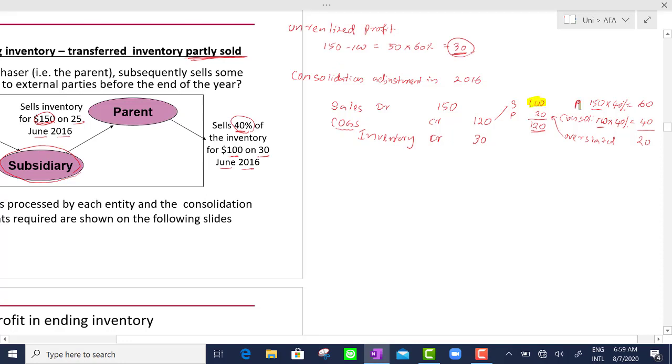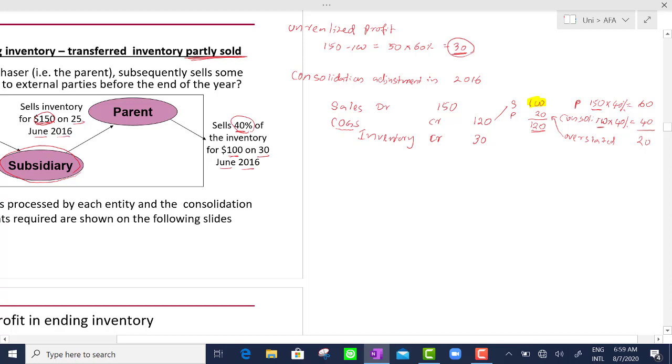Now the purchasing company, the company who purchased the inventory, had sold 40% of the stock purchased to external customers. When they sold goods to the external customers, they recognized the cost of sales 60. How? 150, their purchase cost from the subsidiary company, into 40%. So they had recognized 60 cost of sales, right?